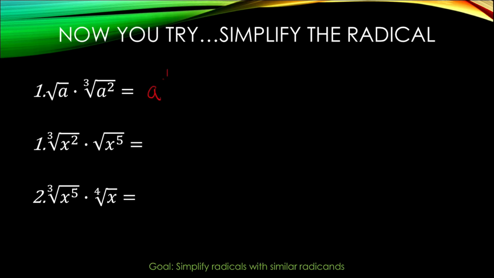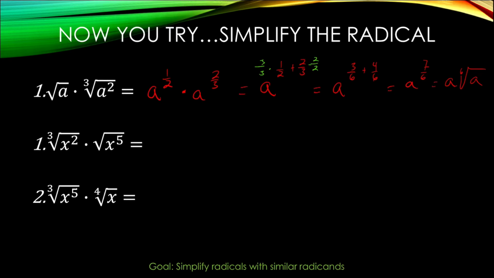So I get a to the 1/2 times a to the 2/3. We get a to the 1/2 plus 2/3. We can think of this as 3/3 times 1/2 and 2/2 times 2/3. So I get a to the 3/6 plus 4/6, which is a to the 7/6, which would be a times the 6th root of a.